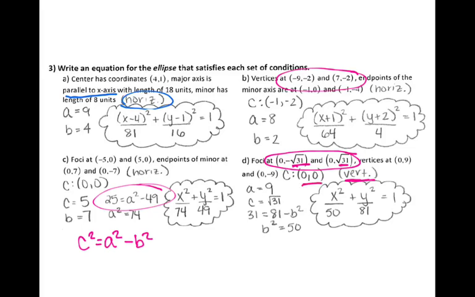A is the distance from your center to one of your vertices, so that's 9 units. C is the distance from your center to one of your foci, and that is the square root of 31. And I can plug that into the formula for the foci, and then that gives me B squared equals 50. Since I have a vertical major axis, my bigger number is going to go underneath the y. So A squared is underneath the y, B squared is underneath the x.